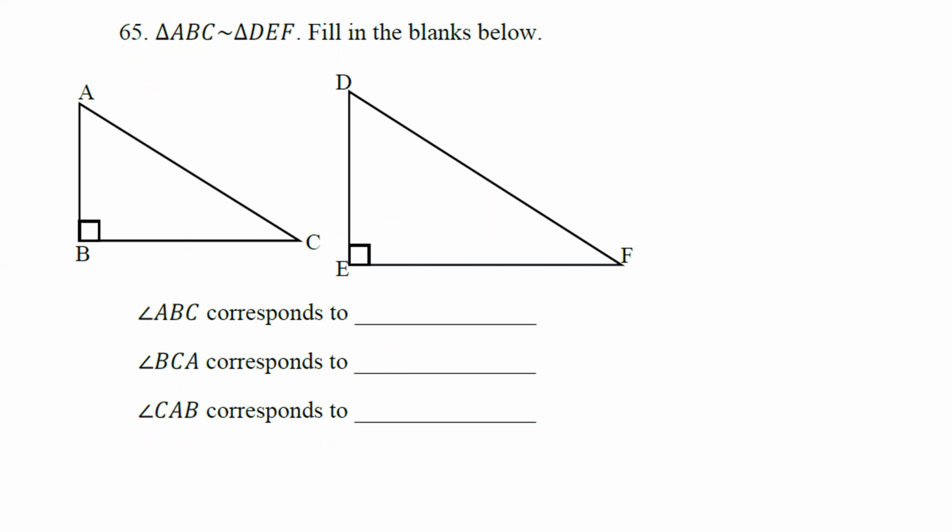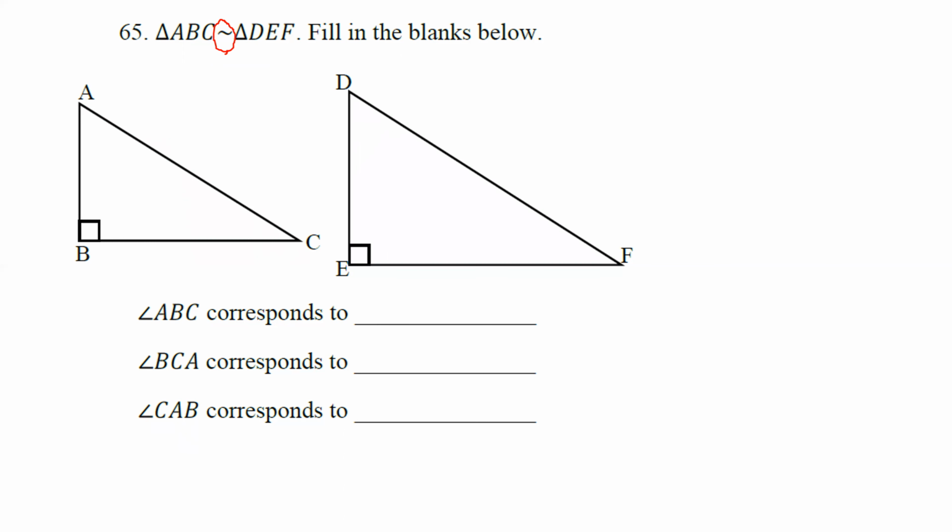All right, on 65. Triangle ABC is similar to triangle DEF. Again, this little squiggly line right here, this little line, that's telling us that these 2 triangles are similar. So fill in the blanks below. We have ABC corresponds to, and again, what angle does it correspond to? Well, ABC corresponds to DEF.